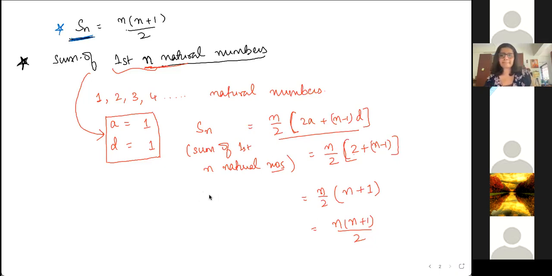Yeah, Ritvik. And I was thinking, if a is 0, does it change? It will, yeah. If a is 0, you can still apply this particular formula, but then this is going to change. So then it will be 0 plus n minus 1 into 1. So it's going to be a different one.